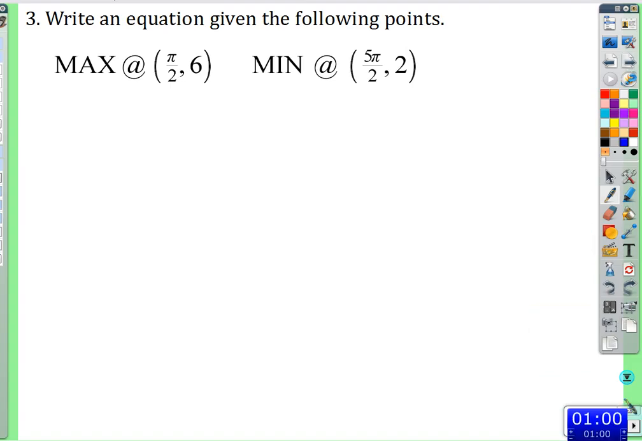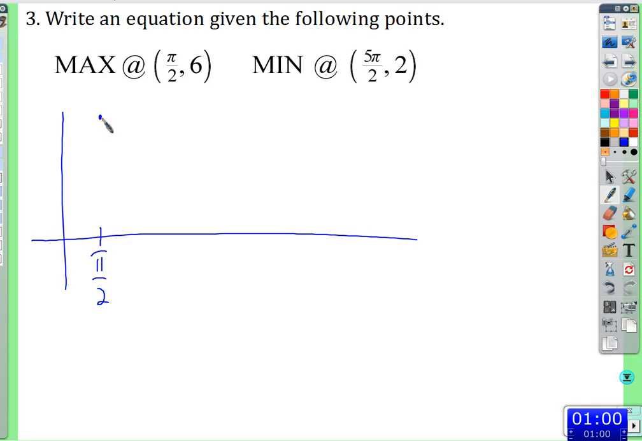Just done one. Should be fresh in our minds. At pi over 2, we have a maximum at 6. 5 pi over 2, so we'll try to make these marks to scale. 2, 3, 4, 5 pi over 2. So it looks like this, a maximum down to a minimum. Remember, we just have to fill this in.